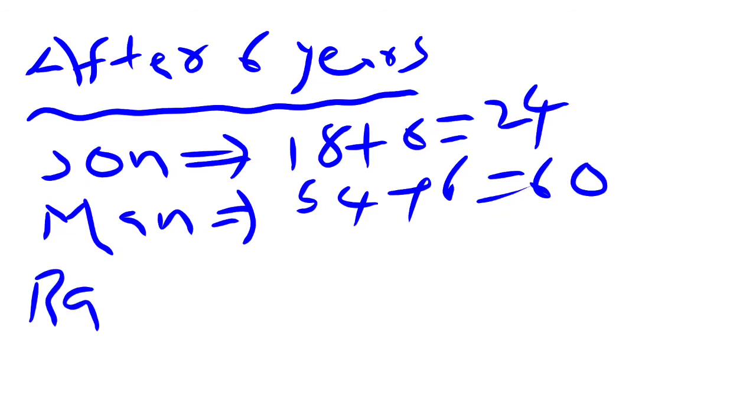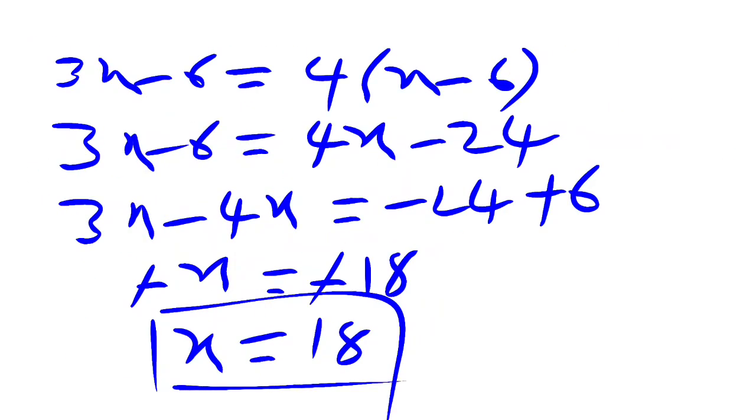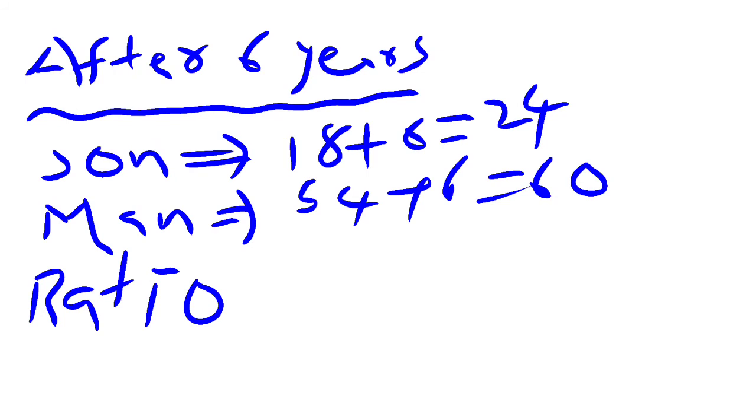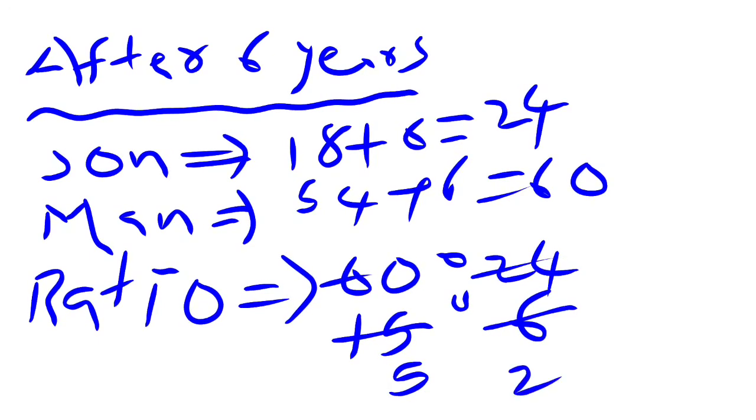So let's find the ratio. In the question he mentioned the man first, son second. So that means in the ratio, the antecedent is the man's age and the consequent is the son's age. So man's age 60 is to 24. Here 4 ones are 4, remainder 2, 4 5s are 20, here 4 6s are 24, 3 5s are 15 and here 3 2s are 6. So the required ratio is 5:2.